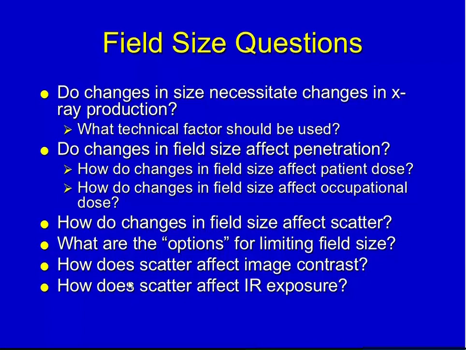So next up is field size. When we're talking about field size, we're talking about the amount of tissue and the area that we actually irradiate, and that's primarily controlled by your collimation. We'll talk about different types of field size limiters, but mainly what you're going to be dealing with is what we call aperture diaphragm, or variable aperture diaphragm, which is your collimator.